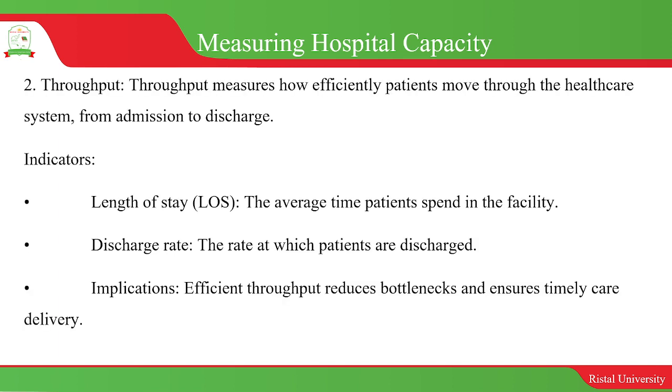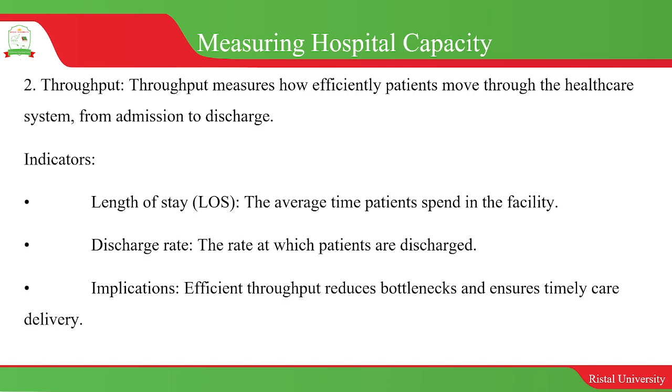Okay, measuring hospital capacity. Number 2, we are looking at the throughput. The throughput measures how efficiently patients move through the health system from admission to discharge. The indicators for the throughput are the length of stay, which is the average time patients spend in the facility, and the discharge rate, which is the rate at which patients leave the facility. Okay, like every day, how many do we discharge?